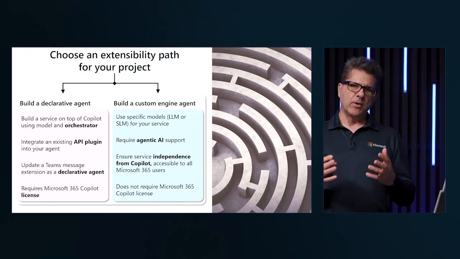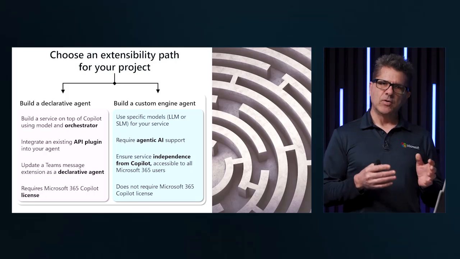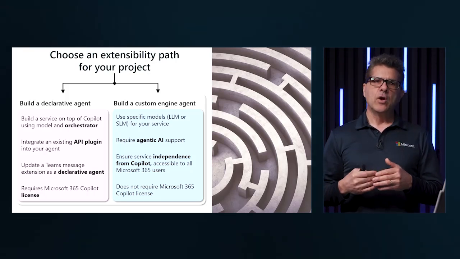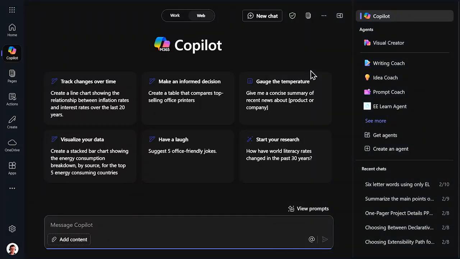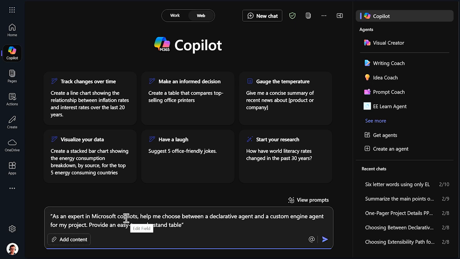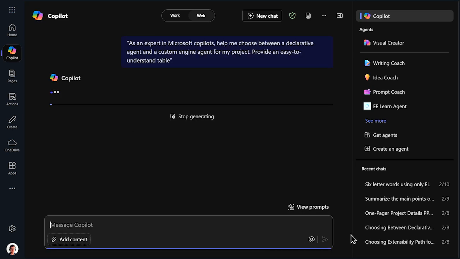Now, I did mention using Copilot before. I'm going to give you an example of how we can leverage Copilot to help us make this decision. Let's take a look. Here we are back in Copilot. I have a prompt that I have created that will ask Copilot to help us make this decision. My prompt is very simple. As an expert in Microsoft Copilot, help me choose between a declarative agent and a custom engine agent for my project. Provide an easy-to-understand table making this definition. Let's see how Copilot is going to help us determine that.